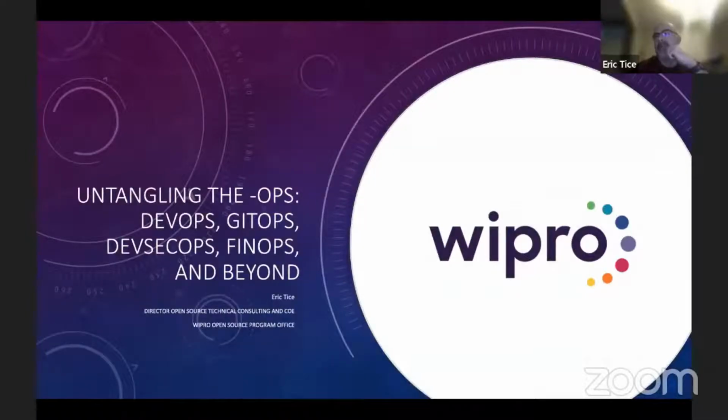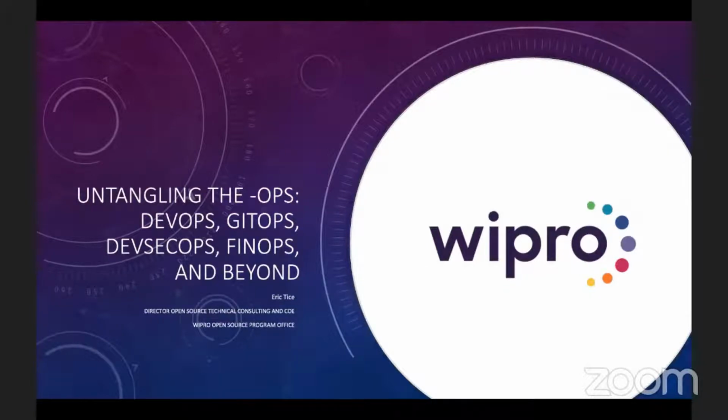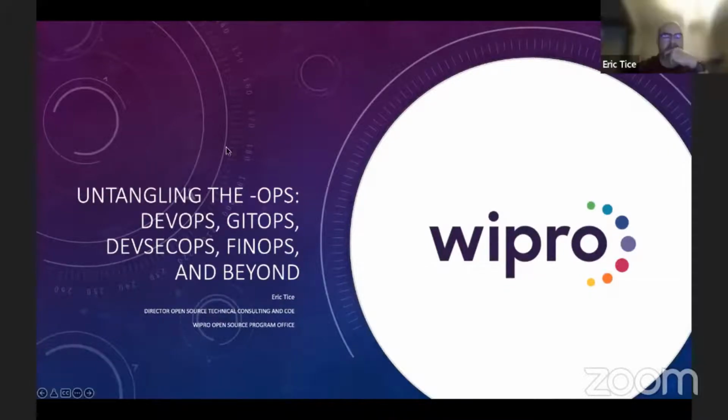Okay, I have multiple monitors, so I want to make sure you're seeing the right screen. Are you seeing the purple one? The presentation mode? Yes. Okay, great. Thank you.